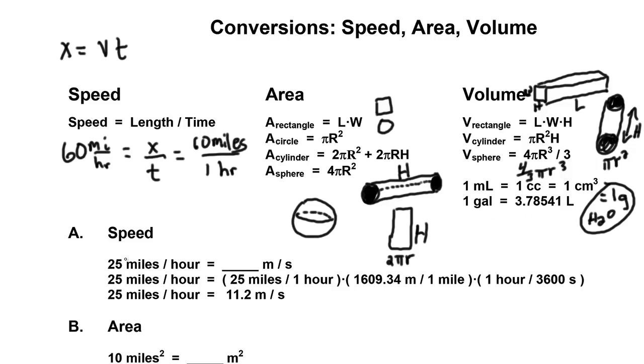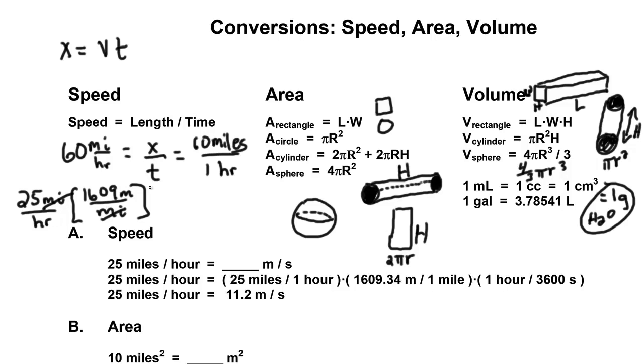So let's look at the first problem. We have 25 miles an hour and we want to go to meters per second. So we start off with 25 miles per hour, and we want to go to meters per second. Well, you should know that there are 1609 meters in a mile. That's one of those conversions that we memorized. And you know miles has to go in the denominator because they have to cancel out.